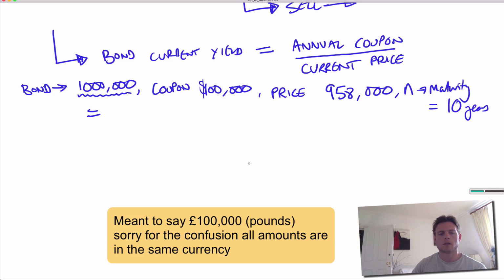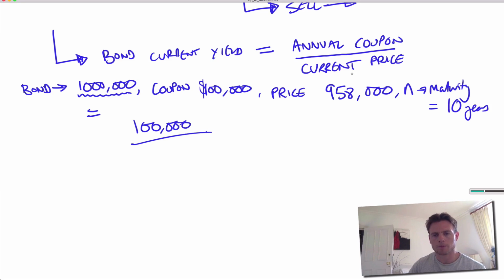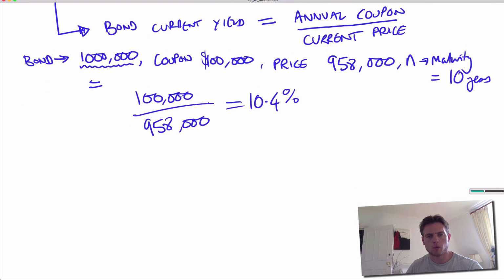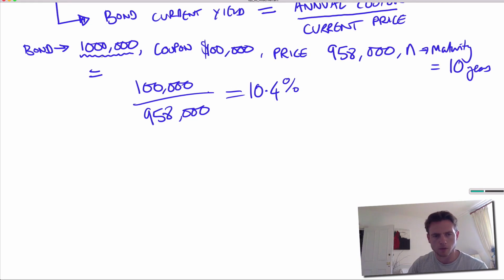years. So the current yield is simply the annual coupon, which is 100,000, divided by the current price, which is 958,000, which is 10.4% approximately.